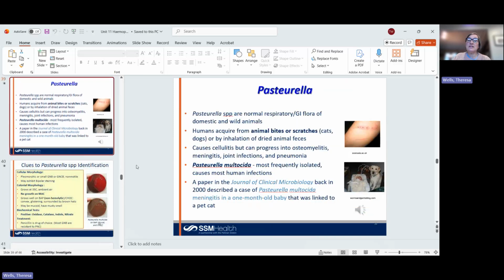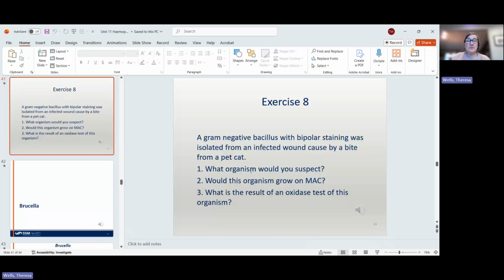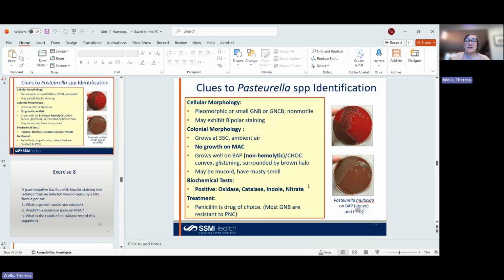I already told you about Pasteurella. This is important because it's very common. We see this organism quite a bit, causing wound infections from animal bites or animal scratches. So know the clinical significance and the clues to identifying it, and the additional biochemical tests that are necessary to identify it and that are very easy to do in the lab, because these are all very accessible: oxidase, catalase, indole.